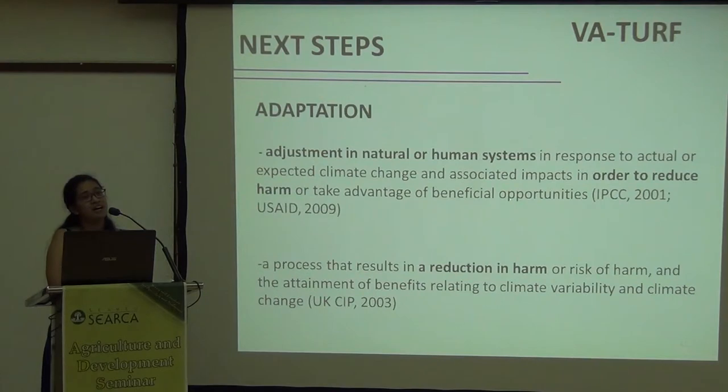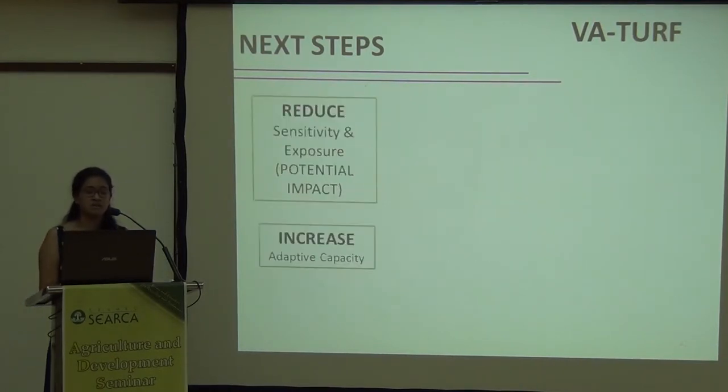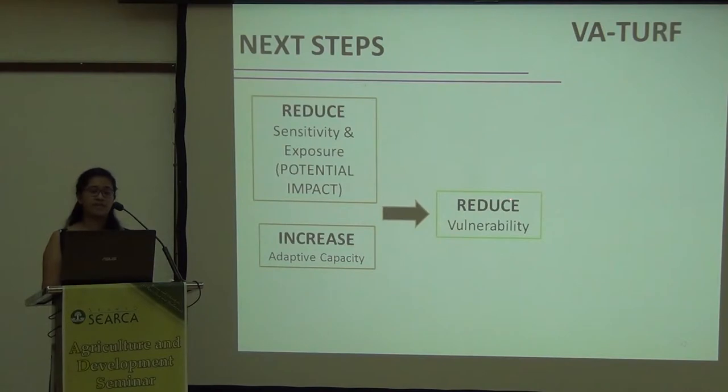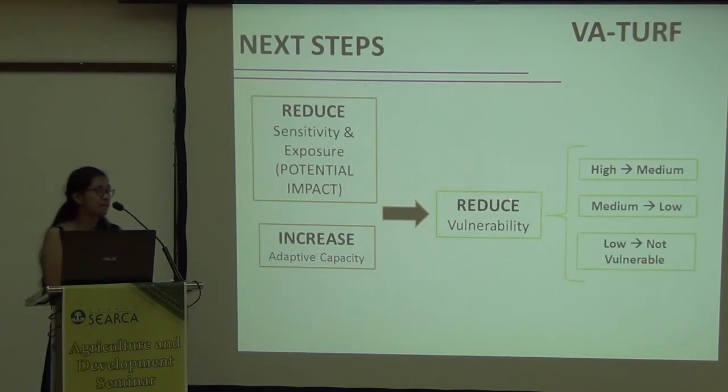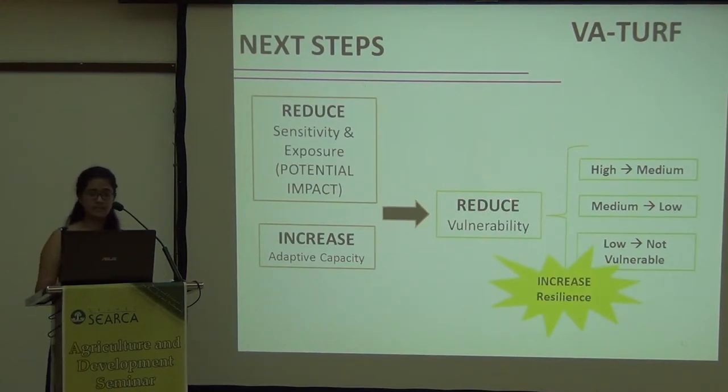So what's the application of the vulnerability result? This will come to the next step, which is basically the adaptation part, wherein, as defined here, is the adjustment in natural or human systems to reduce harm. So our aim is to reduce sensitivity and exposure, or the potential impact, and increase our adaptive capacity so that we can reduce our vulnerability, from high to medium, from medium to low, and low to not vulnerable, to increase our resilience.